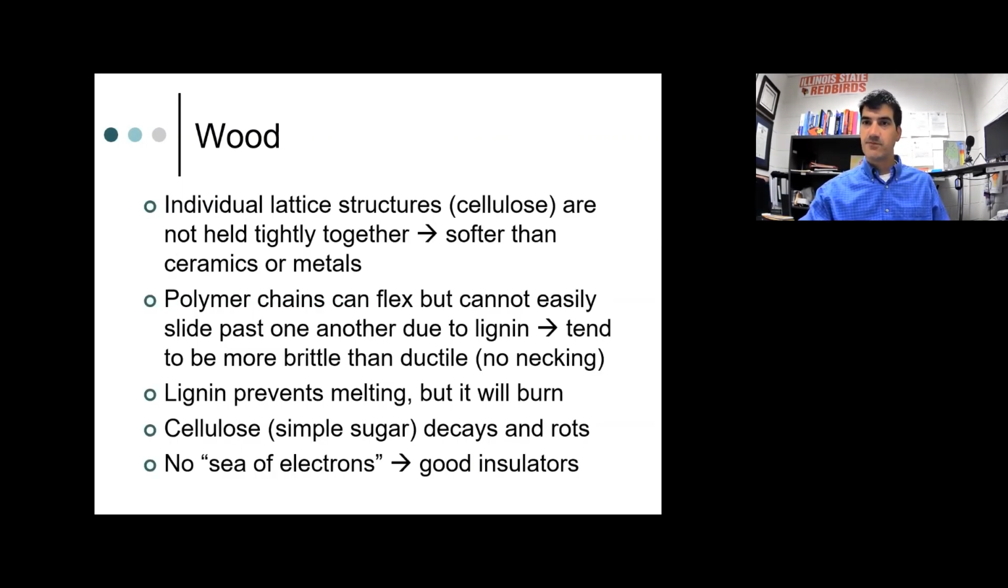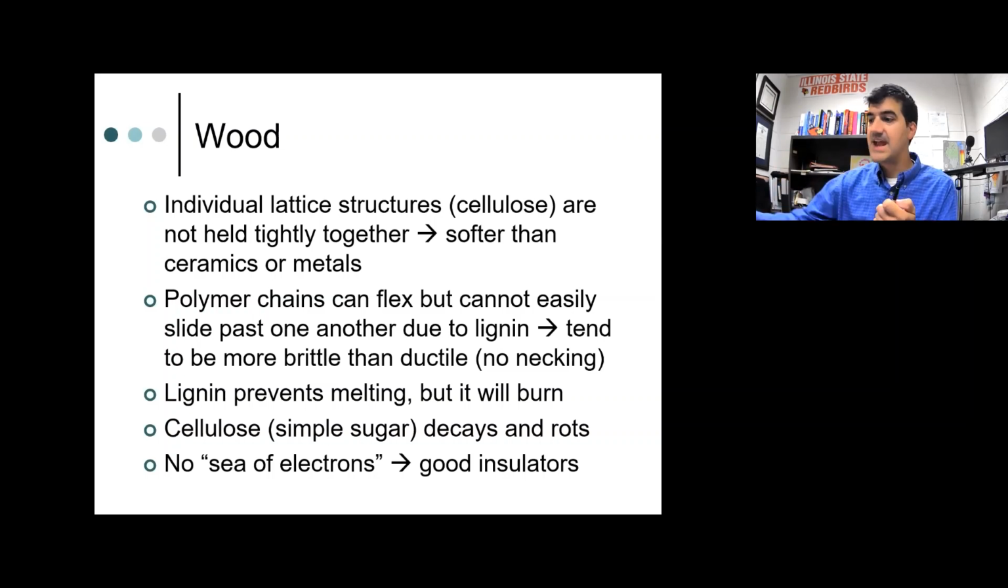So a few more things about wood. The individual lattice structures, that's the cellulose, are not held real tightly together. And so if you press on it with a sharp pencil or something, from experience, you can make an indentation. So it's not real hard. It tends to be softer than ceramics or metals. And those polymer chains, the glucose that are held together with the lignin, can flex, but they can't really slide past each other. And so that makes them not really very ductile.